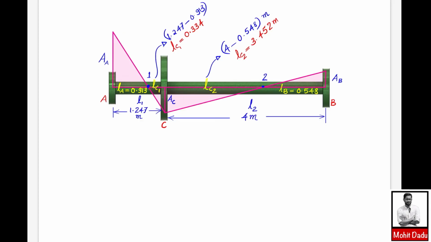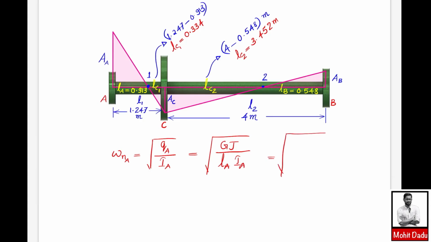You can use either of the equations for finding the natural frequency. I will be writing this natural frequency with respect to rotor A. So you can write it as square root of QA divided by IA, where the IA value is given as 30 kilogram meter square, and the QA value you can write as G into J divided by LA into IA.